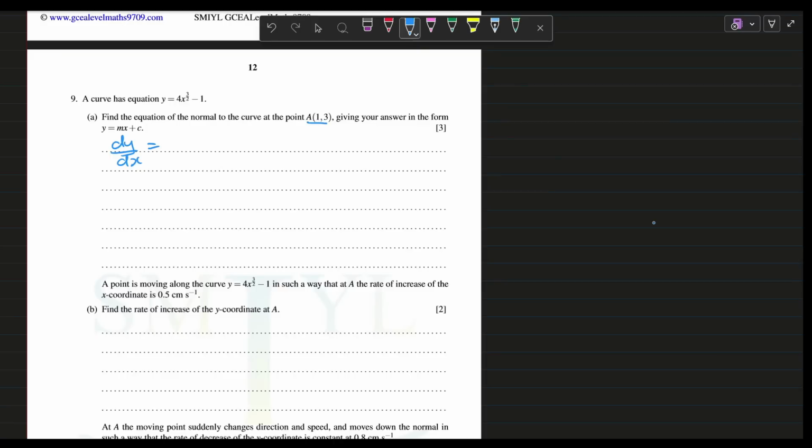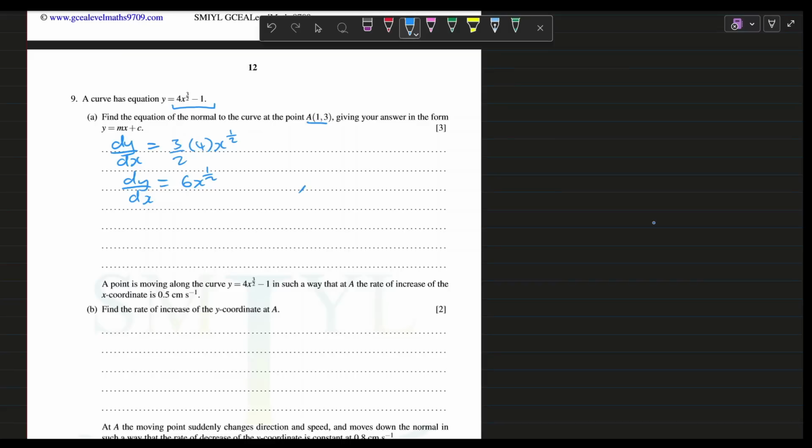So to find the gradient of our normal, we can first find dy/dx, the gradient of the tangent. And to do that, we're going to differentiate 4x to the 3 over 2 minus 1. So that's going to be bring down the 3 over 2 times 4, and then x to the 3 over 2 minus 1, that's going to be 1 over 2. If you differentiate a constant, you are going to get 0. So dy/dx is going to be 6x to the half.